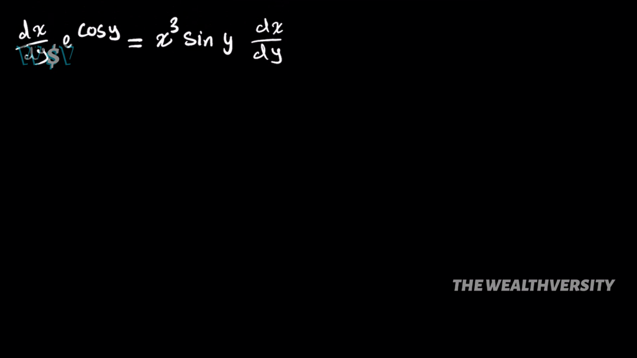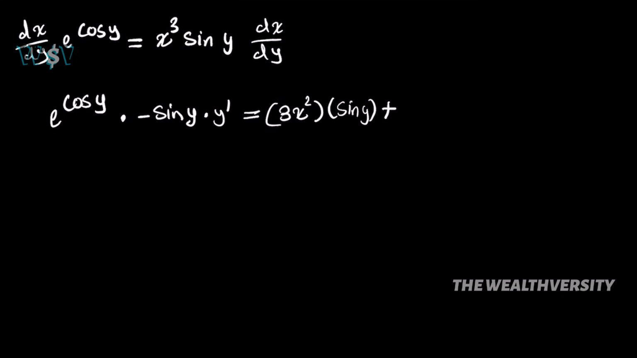So we have e to the power of cosine y is equal to x cubed times sine y. Let's start by differentiating the left side first. So the derivative of e to the power of cosine y is e to the power of cosine y times negative sine y times y prime. On the right side, we have to do the product rule to differentiate. So we get 3 times x squared times sine y plus x cubed times cosine y times y prime.